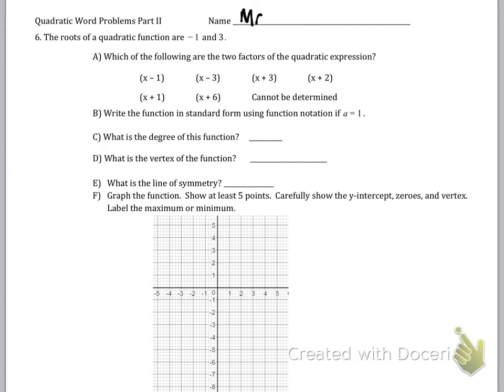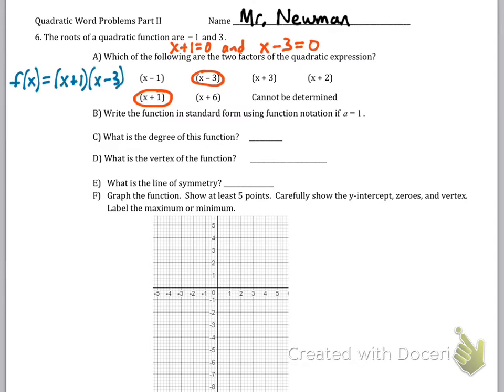Hey everyone, today I'm going to show you guys how to find the quadratic function if I just give you the roots. First of all, the roots here are -1 and 3, so the equations that these are the solutions to are x plus 1 equals 0 and x minus 3 equals 0. That helps me out because if those are the two zeros, then I just wrote down the factors there, x plus 1 and x minus 3.